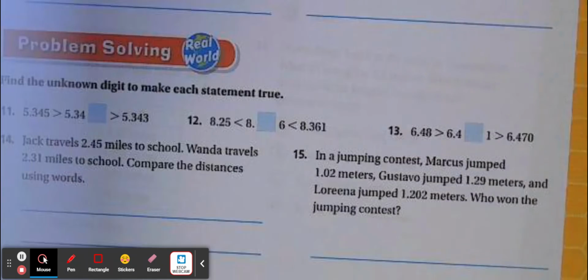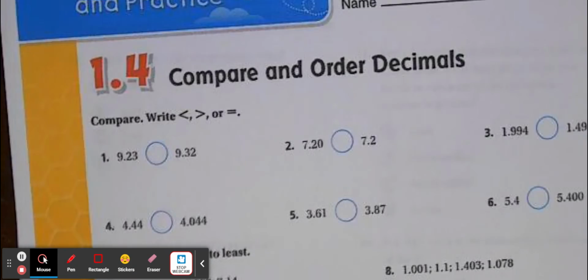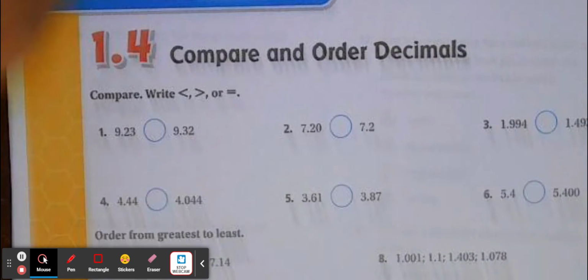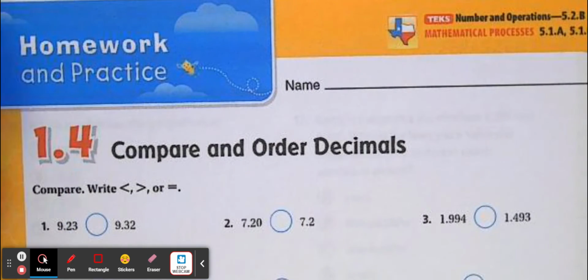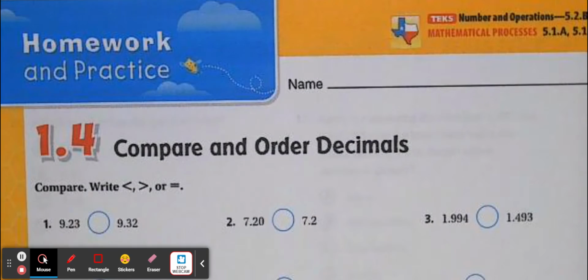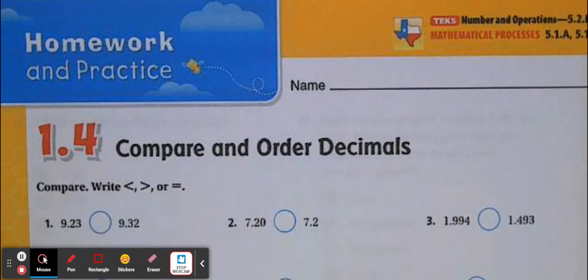Okay, so here's what our assignment was. This is quite large, but I really want it that way, so bear with it. You were doing 1.4, compare and order decimals, on pages 27 and 28, and you were doing all the problems. Everybody was able to get up to question 8, so you only had 2, 4, 6, 8, 10 problems to do this evening.